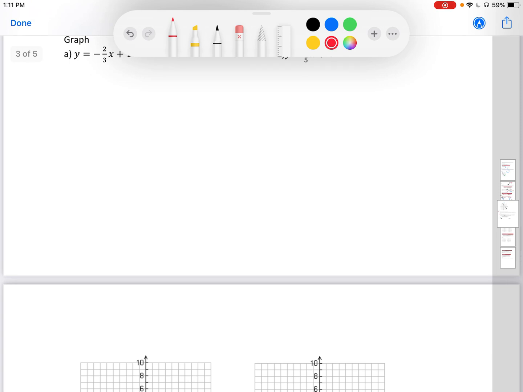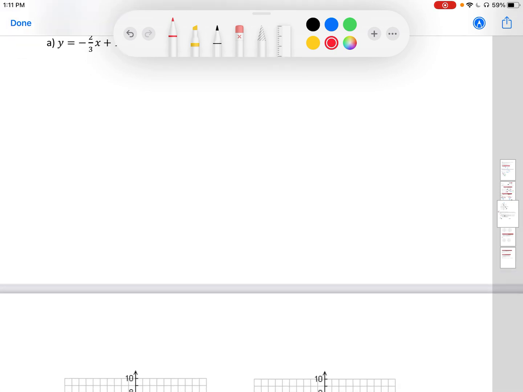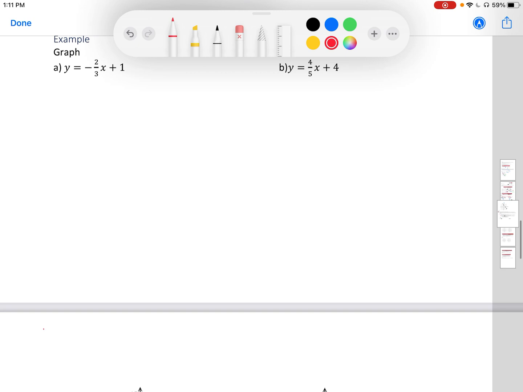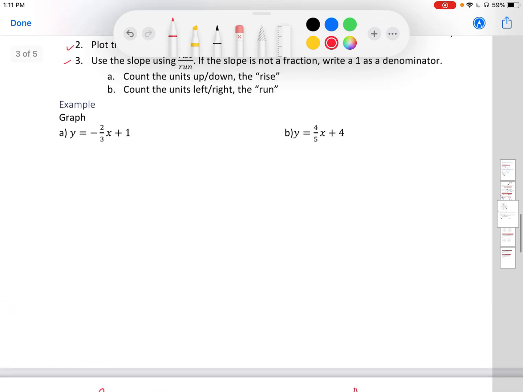So let me write them down right here. y equals negative 2 over 3 x plus 1, and y equals negative 4 over 5 x plus 4. Okay, so let's talk about each one of these graphs. We have our slope and we have our y-intercept. So we first want to talk about our y-intercept. It's 1, so that means it's the point (0, 1).